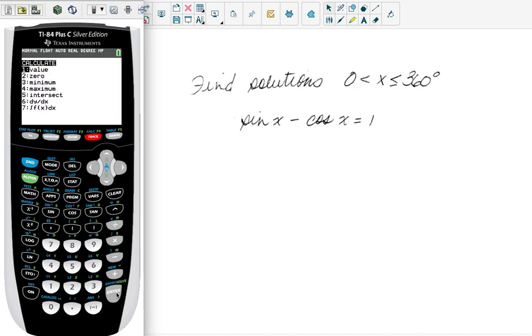Second, trace, and I want the intersection between those two curves. Yes, that's the first curve. Yes, that's my second curve. And again, we'll guess. And my next intersection point is at 450 degrees. So that's not a solution because I only want answers between 0 and 360 degrees. So my solutions are 90 degrees and 180 degrees.